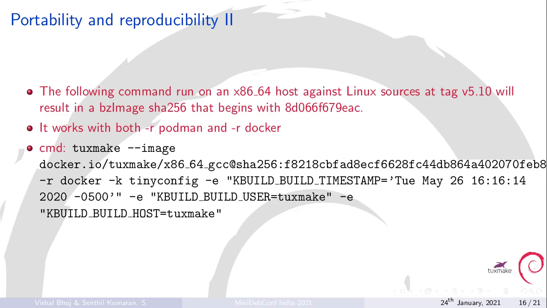So now we'll go ahead and do a build using Podman, and we'll use the Docker container. Whether we use Docker or Podman, it would generate the same kernel binary with the same SHA, which is mentioned here, 8D066F679EAC. The final generated image will always be bit for bit identical with this particular command on any machine.